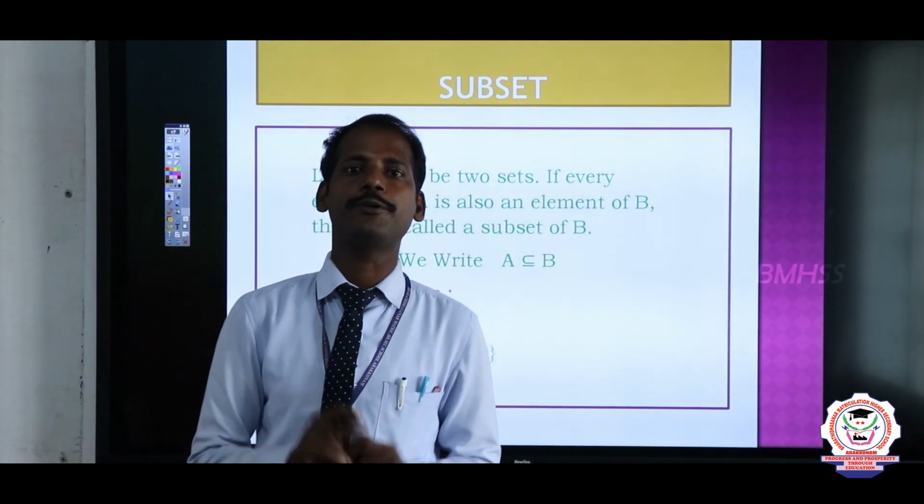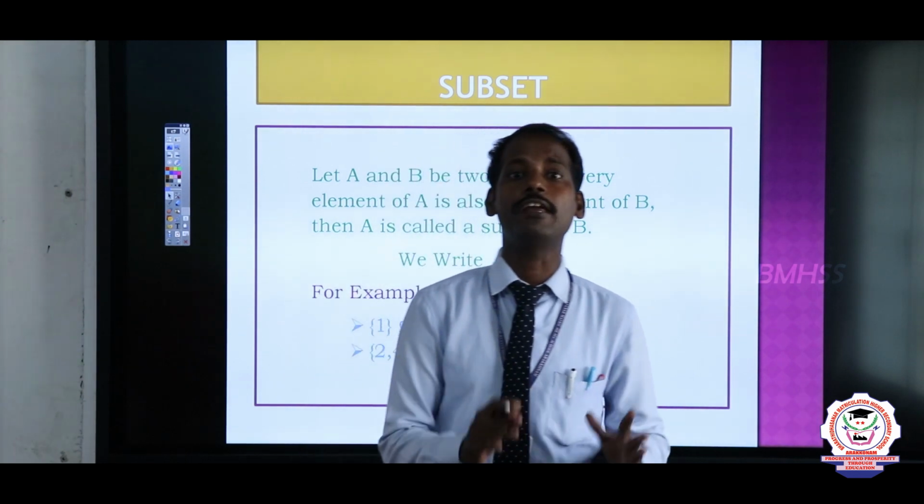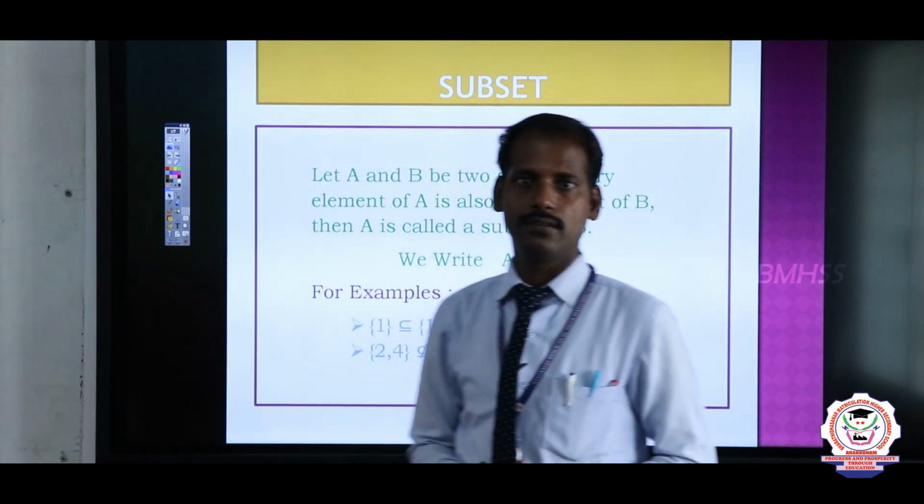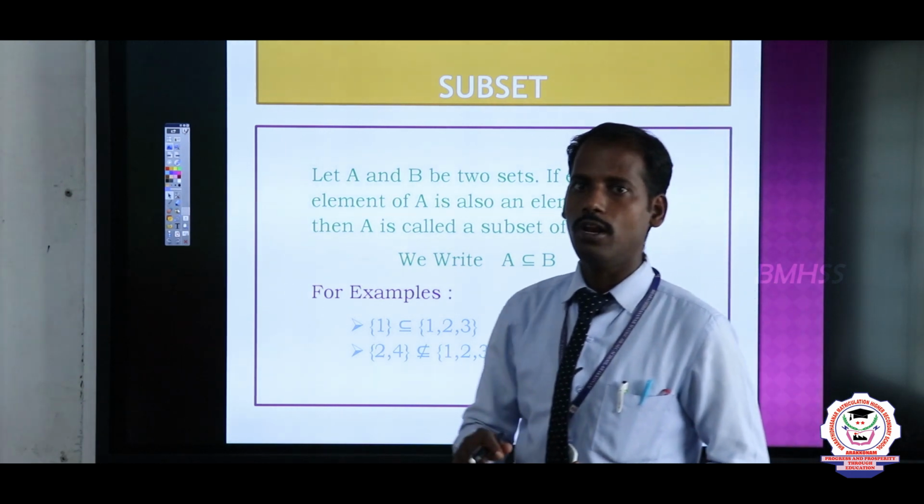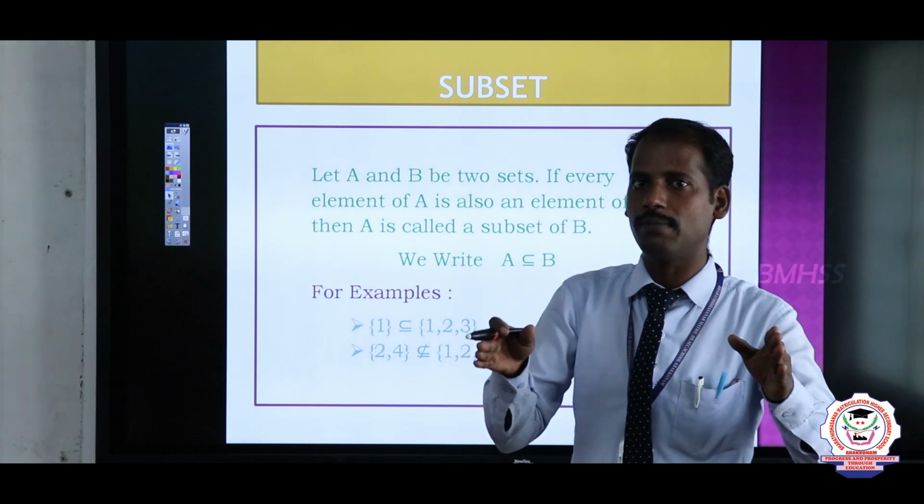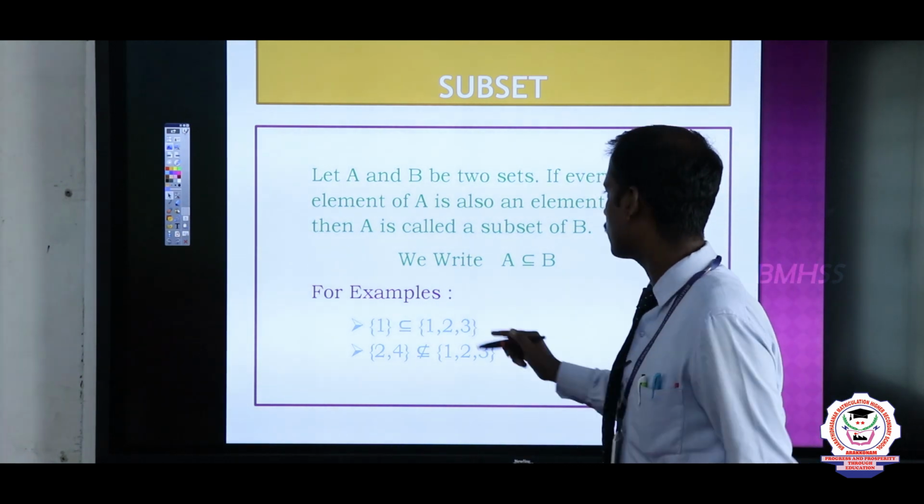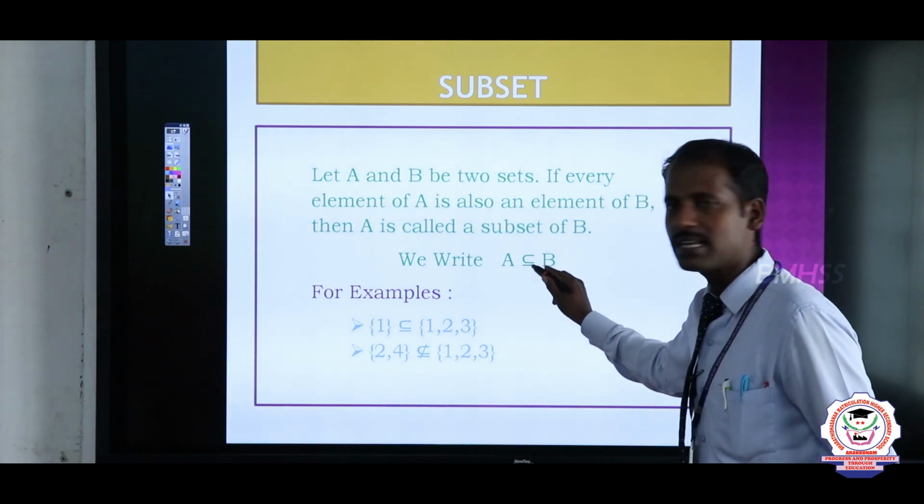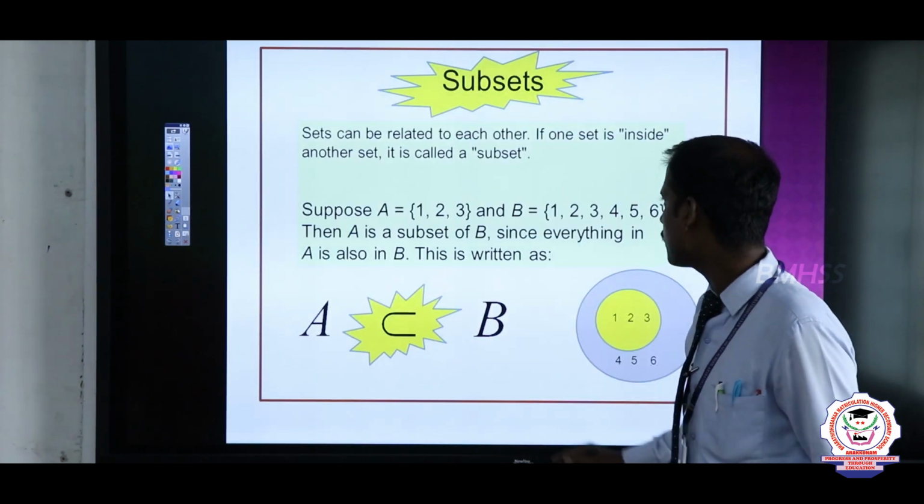Let A and B be two sets. If every element of set A is also an element of set B, it is called a subset. We write A subset of B. Here, this is the subset symbol.